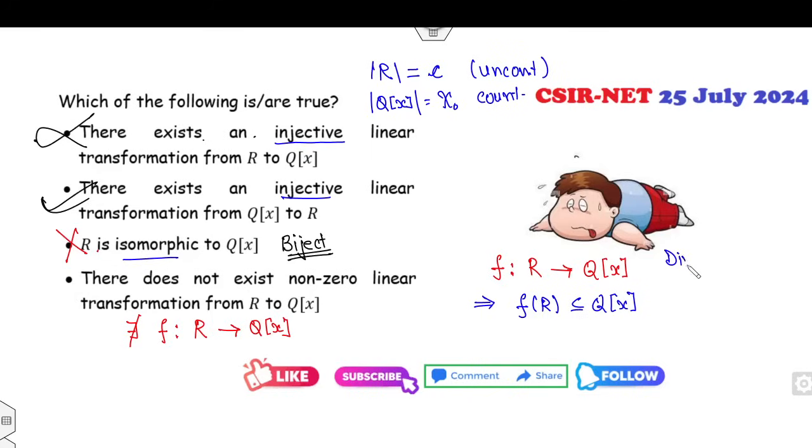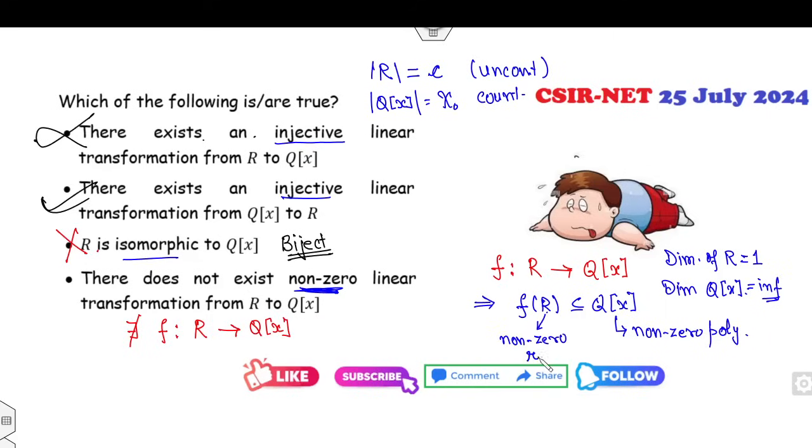Now, what is the dimension of R? It is 1. What is the dimension of Q[x]? This is my infinite dimension. So what does it mean? That means f maps every non-zero real number to some non-zero polynomial. Fine. f maps non-zero real numbers to non-zero polynomials.